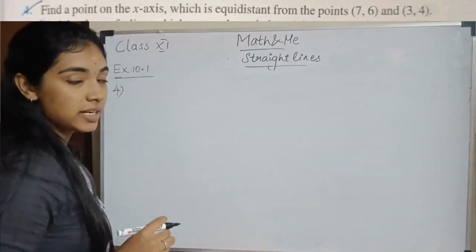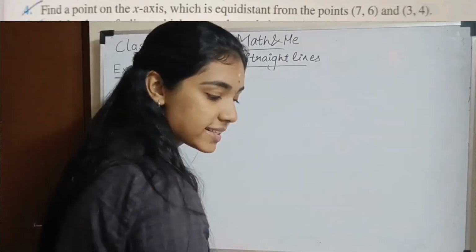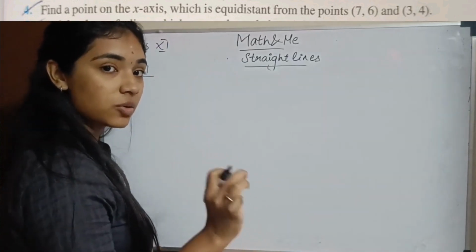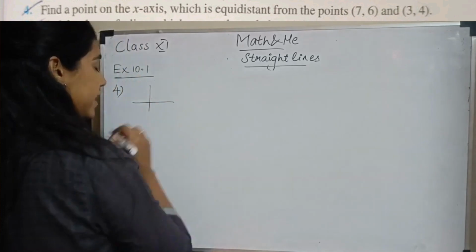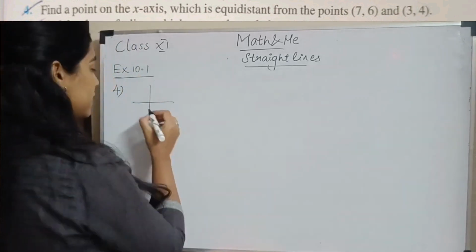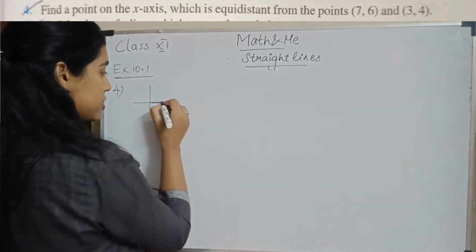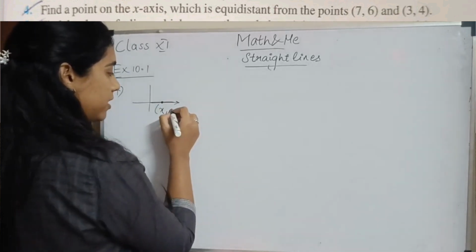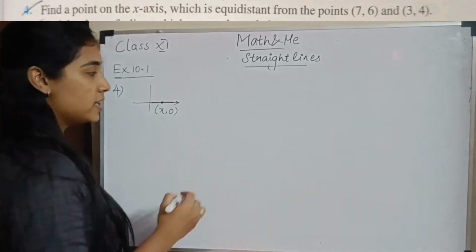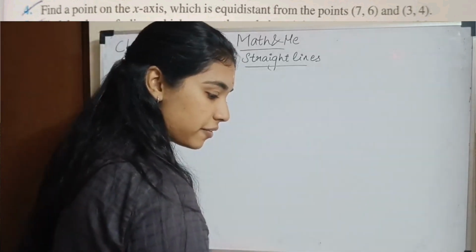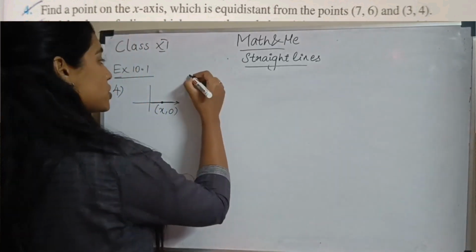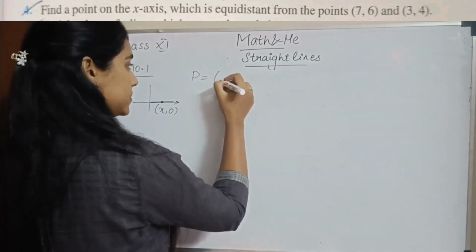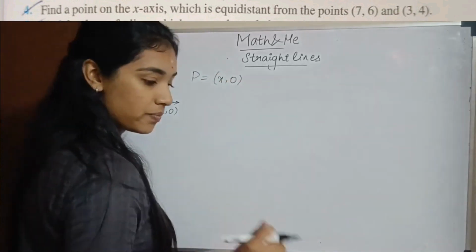Question number 4. Find a point on the x-axis. So when a point is on the x-axis, what is the particular coordinate? So this is the graph and this is your x-axis. When a point is over here, you have some x coordinate and the y coordinate is 0, right? So they have given, find a point on the x-axis. So let the point P be (x, 0).